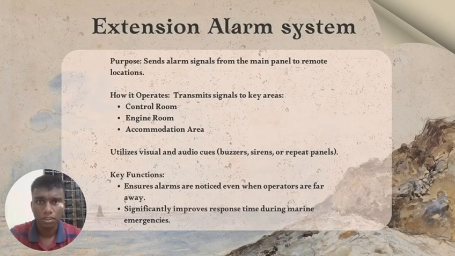I will be talking about extension alarm systems. The purpose of this system is to send alarm signals from the main panel to remote locations. It operates by transmitting signals to key areas such as the control room, engine room and accommodation area. It utilizes visual and audio cues such as loud buzzers and sirens throughout the ship. The key function of the extension alarm system is to ensure alarms are noticed even when operators are far away, significantly improving response time during marine emergencies.